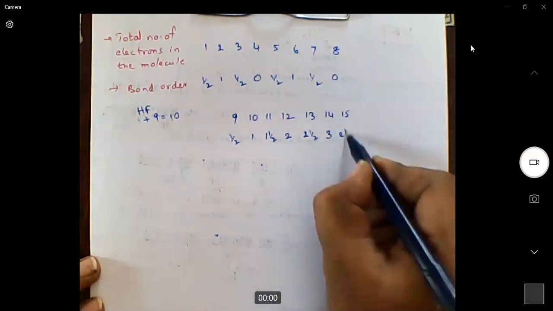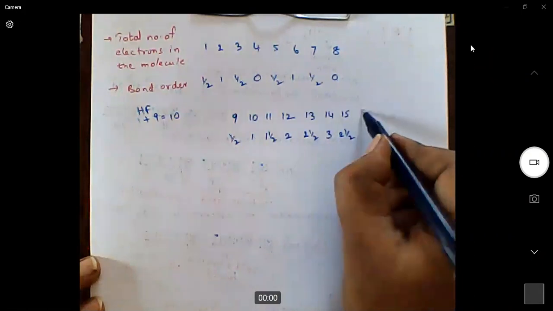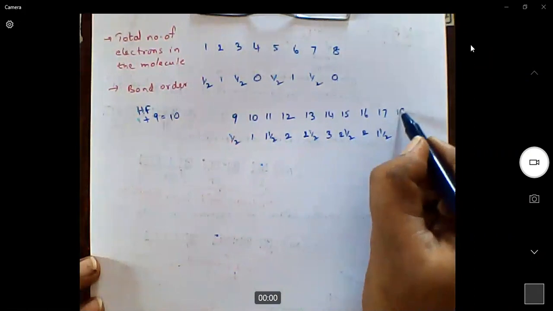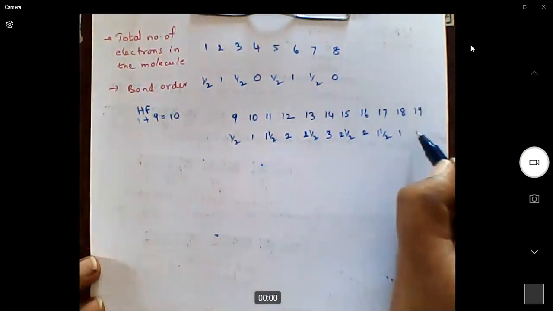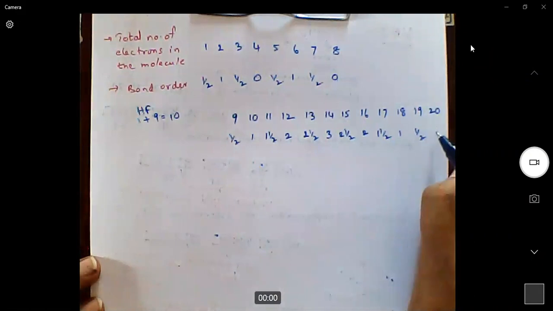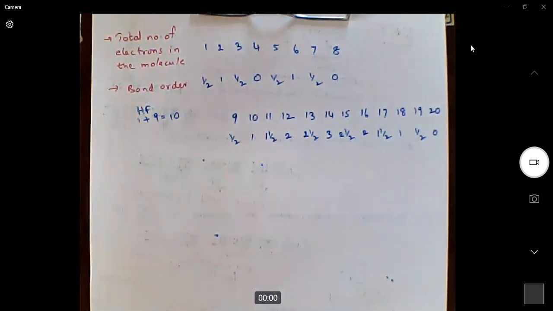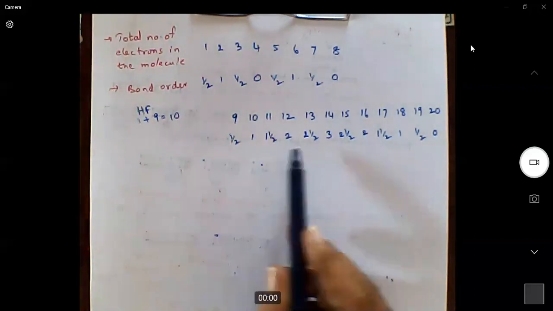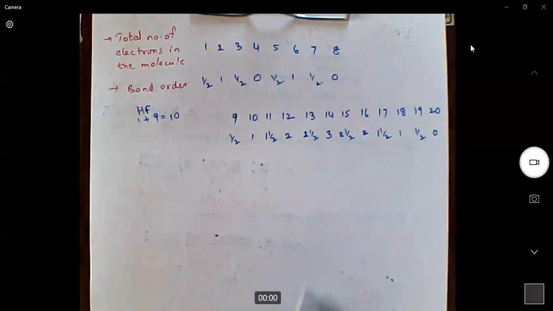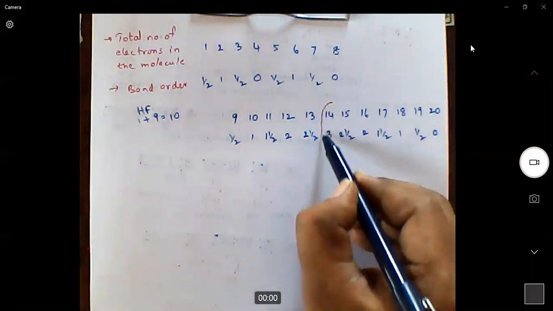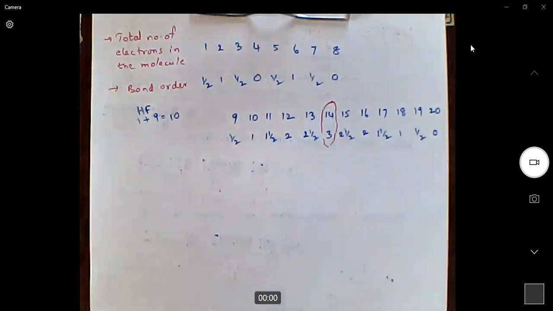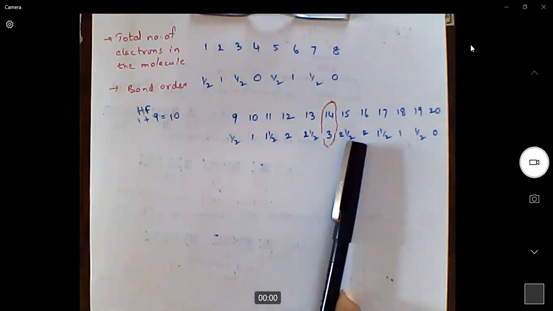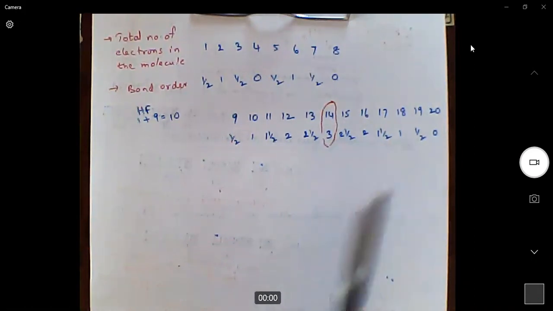After that, it decreases: 2 and half, 2, 1 and half, 1, half, 0. So from 9 to 20, you just remember this, or you just remember 3 for 14 electrons. If you decrease 1, bond order will decrease by half. If you increase 1, again bond order will decrease by half.